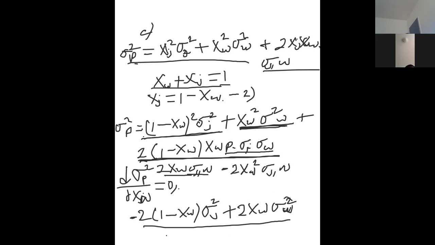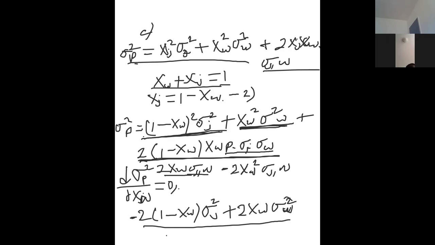Okay. I'm looking at the first component. Now the first component is (1 minus XW) all squared, multiplied by the variance of J, right? When you look at the question, the only thing that we do not know is XW, because the variance of J and W has been given already. So the one that I do not know is what I'm going to differentiate the portfolio variance with respect to. So what I don't know in this case is XW.